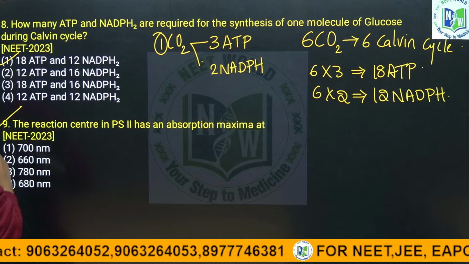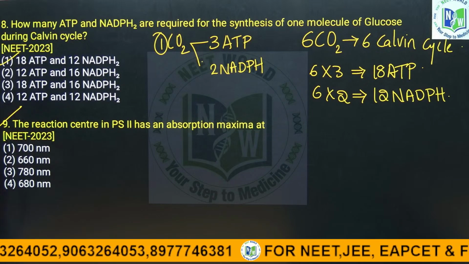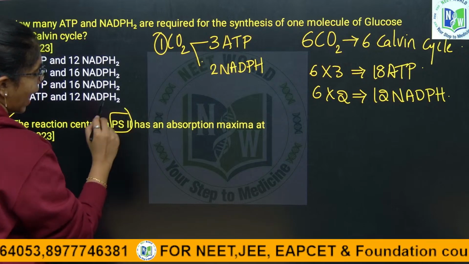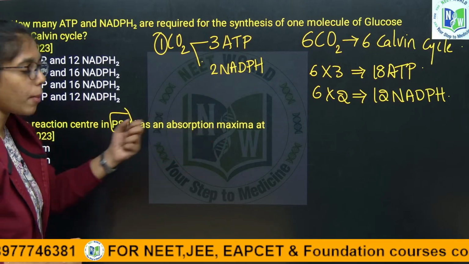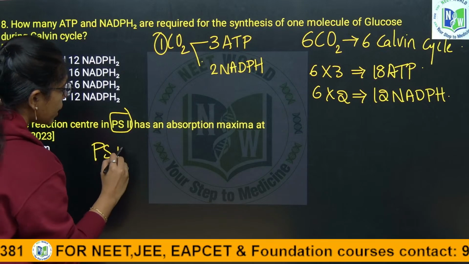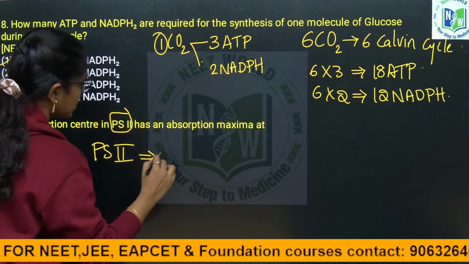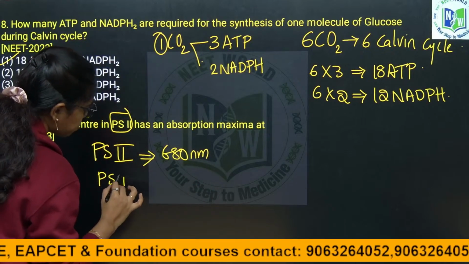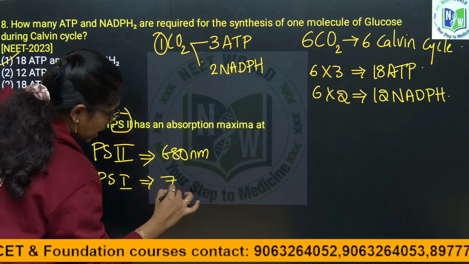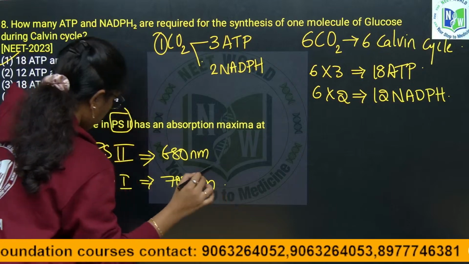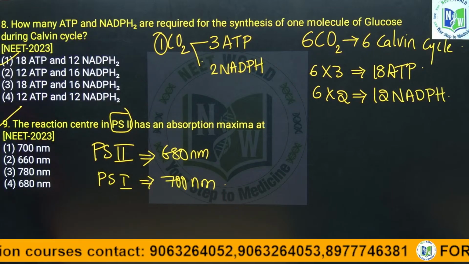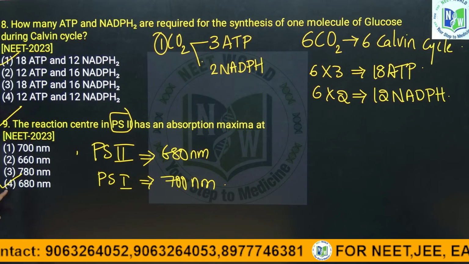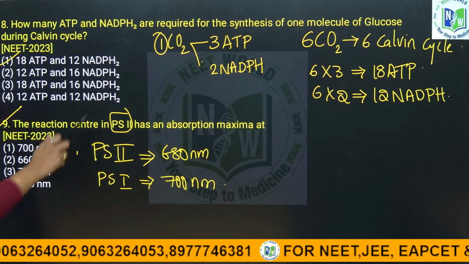Next, coming to the question asked in NEET 2023, the reaction center PS2 has an absorption maximum of what? We all know PS2 absorption maxima is 680 nanometers and PS1 absorption maxima is 700 nanometers. Photosystem 1 is 700 nanometers, photosystem 2 is 680 nanometers. Option 4 is the correct answer.